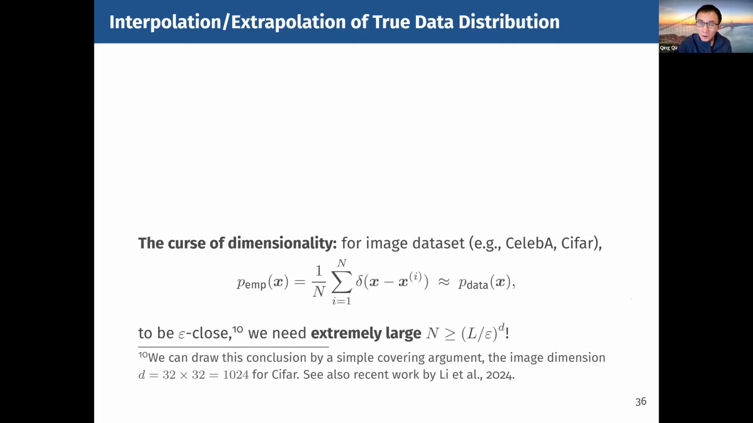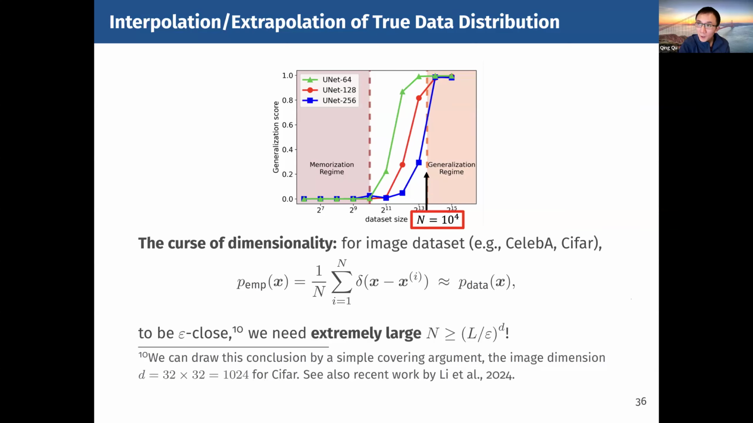But on the other hand, on the right-hand side, the model is able to generalize and they also reproduce. So why does this happen? From the introduction, we have a naive explanation: the empirical distribution, if we have an infinite number of training samples n, is going to interpolate the true distribution. But we know that this will suffer from the curse of dimensionality. And in practice, the number of samples you need is actually way smaller than what the worst-case theory predicts. So why does the generalization happen?